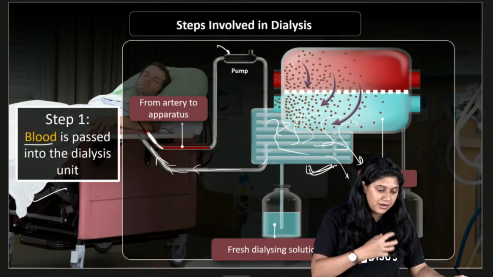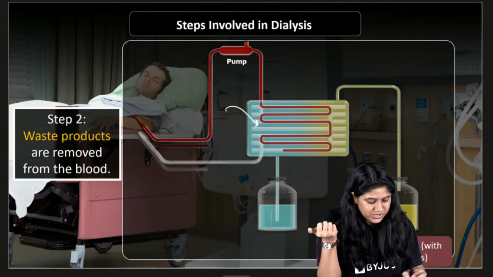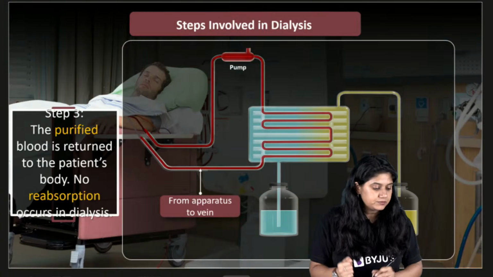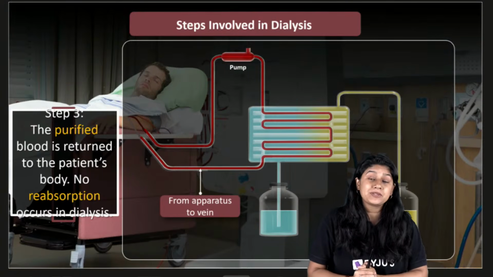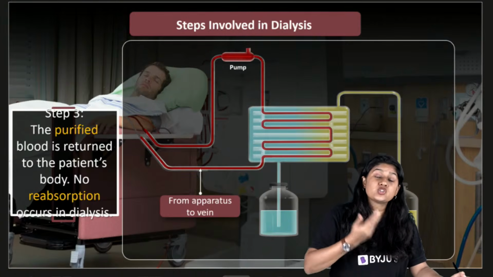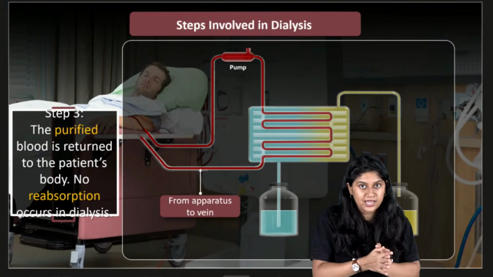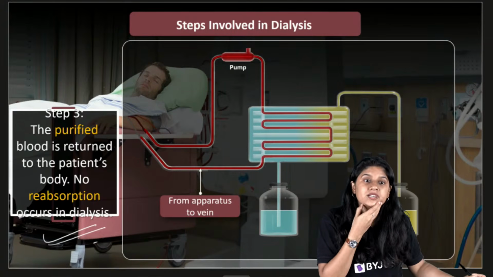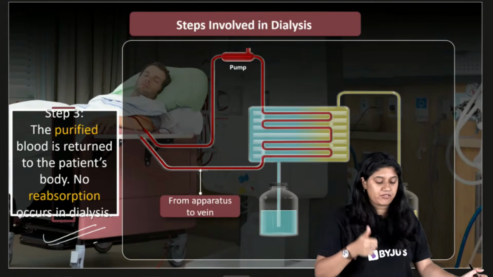So first step, of course, the blood is passed into the dialysis unit. Then there's a pumping of the blood. It goes inside this, all the waste material moves out and the fresh solution is added, and hence there's a clearing out of the nitrogenous waste from the human body. But the only disadvantage of this particular process is that there is no reabsorption. In our kidney, when we have the nephrons, reabsorption happens, but in the case of hemodialysis, it's not possible. Clear? Everyone, are we clear with this? Quick thumbs up, everyone.